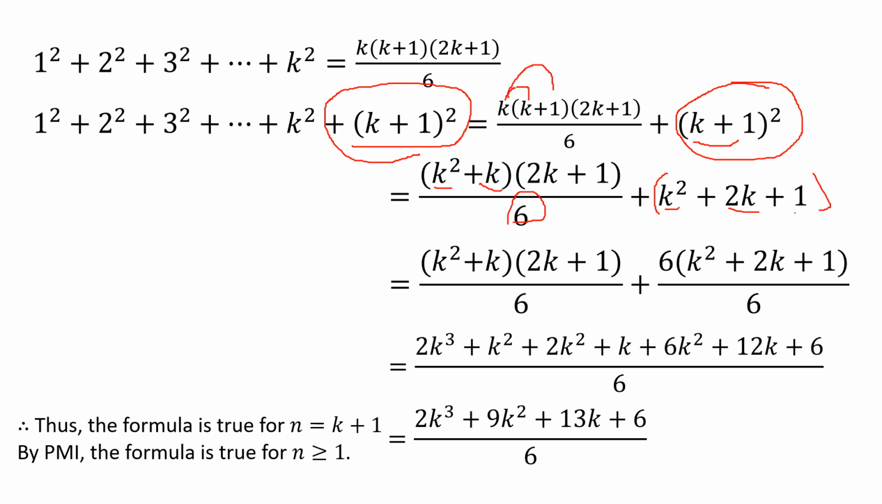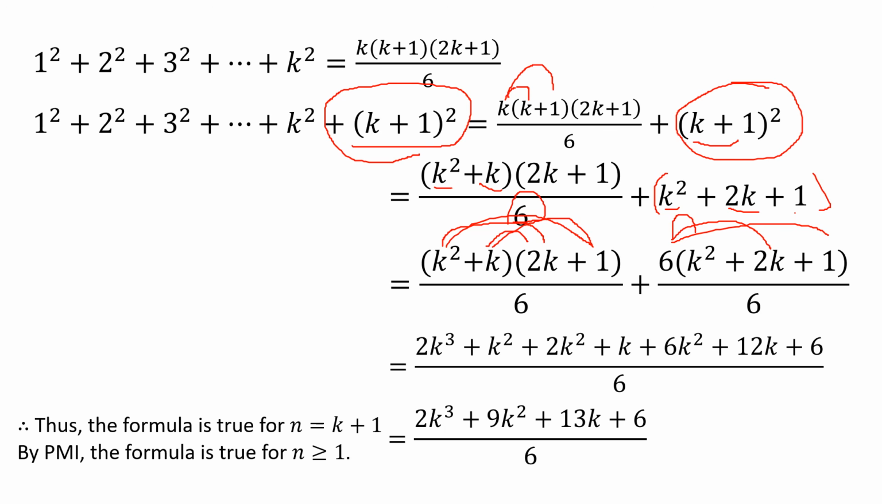So, we have now k squared times 2k. So, we have 2k cubed. K squared plus times 1, that is k squared. K times 2k, that is 2k squared. K times 1, that is k. And then 6 times k squared, that is 6k squared. 6 times 2k, that is 12k. And 6 times 1, that is 6.